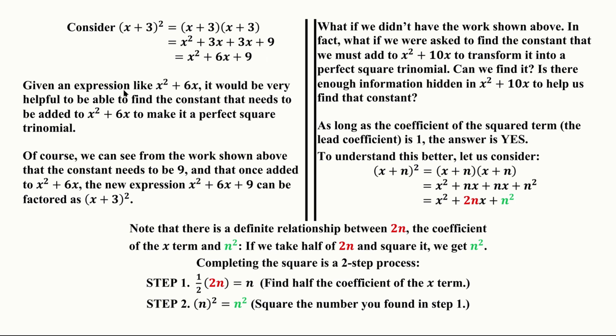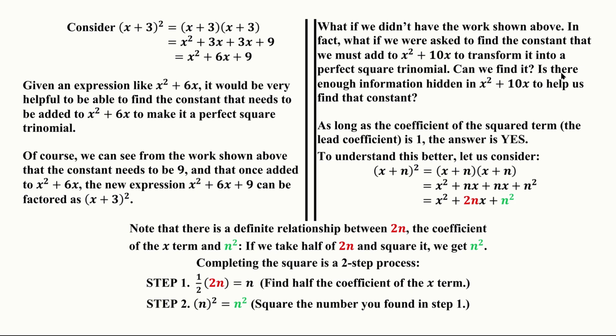Now, given an expression like x squared plus 6x, it would be very helpful to be able to find the constant that needs to be added to x squared plus 6x to make a perfect square trinomial. Now, from what we've seen up here, we obviously know that constant needs to be 9, right? But what if we didn't have the work that's shown above? In fact, what if we were asked to find the constant that we must add to, for example, x squared plus 10x to transform it into a perfect square trinomial?